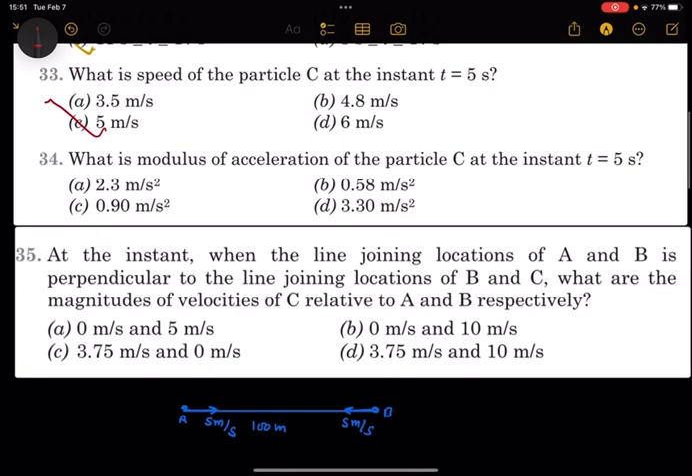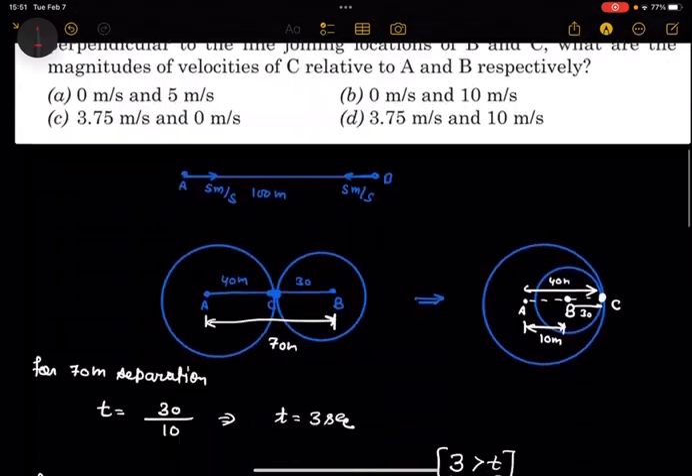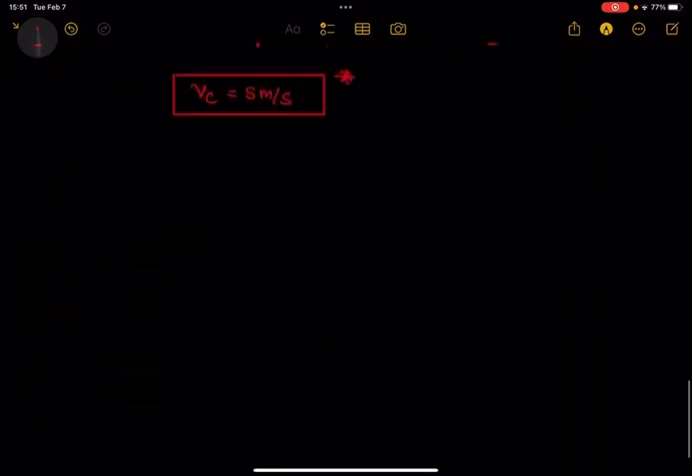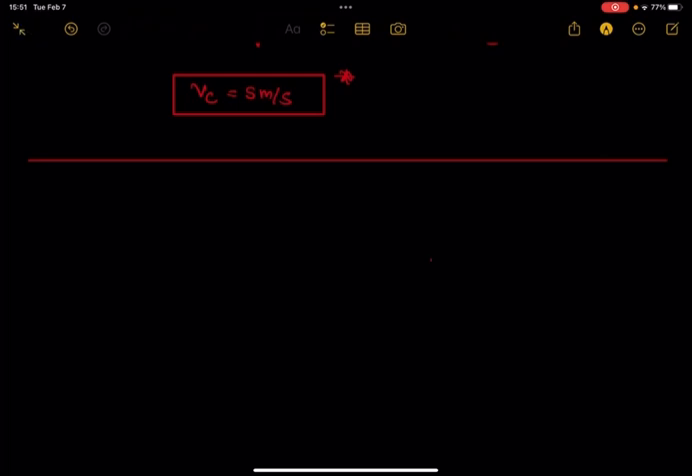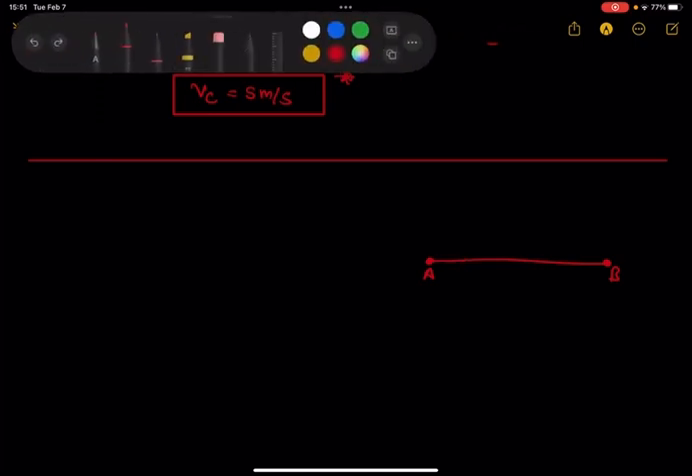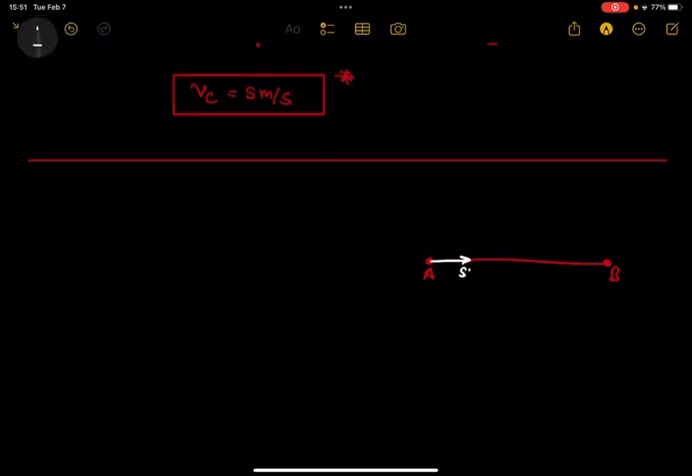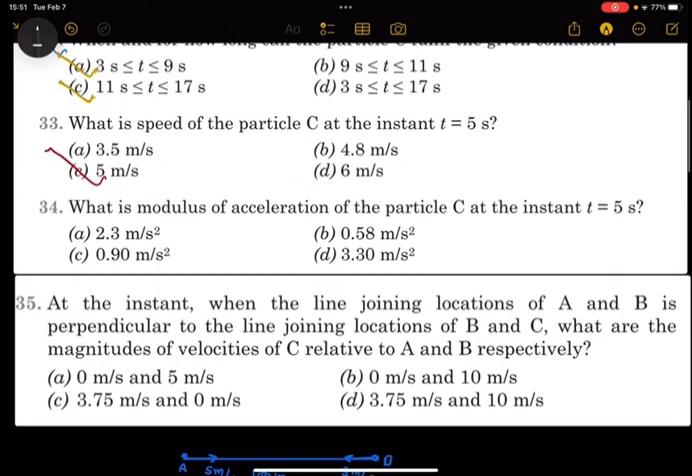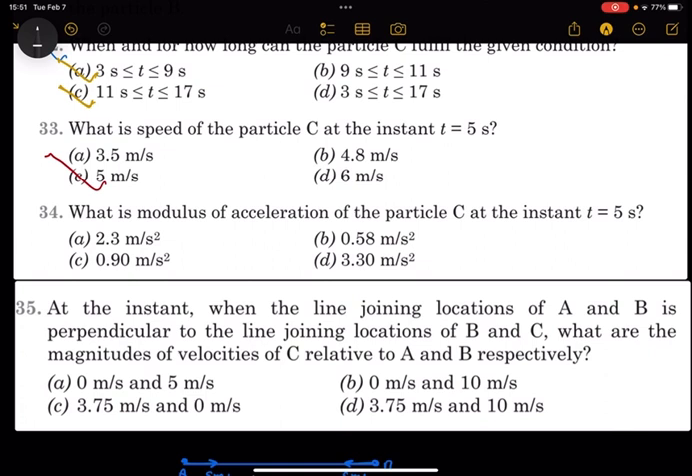Next, the question is asking what is the modulus of acceleration of the particle C at the instant t equal to 5 seconds. So we want to go one by one and understand carefully. This is A, this is B, and this is moving with a speed of 5 meter per second, this is also moving 5 meter per second. It is asking to find the modulus of acceleration of the particle at this instant.